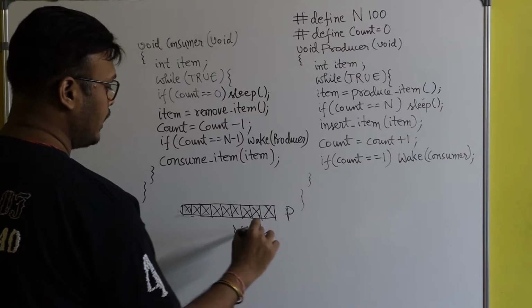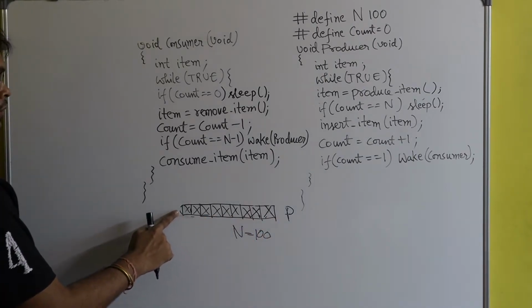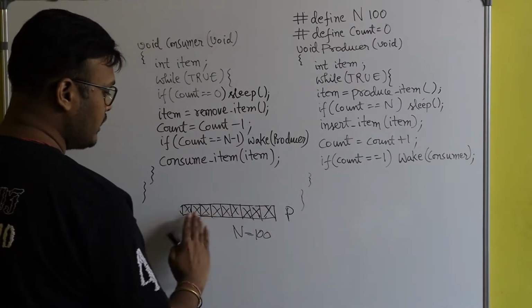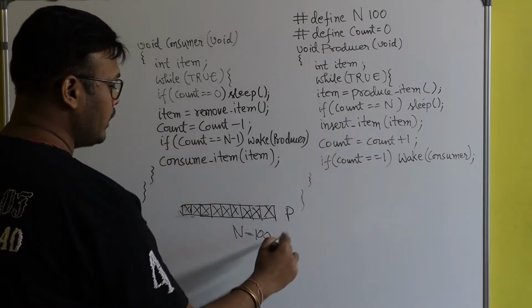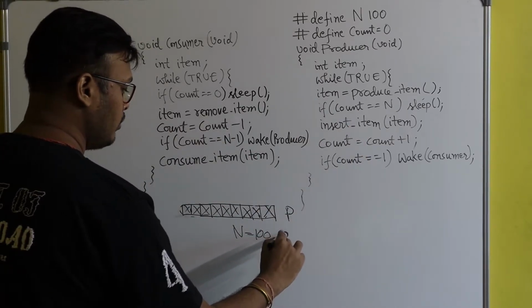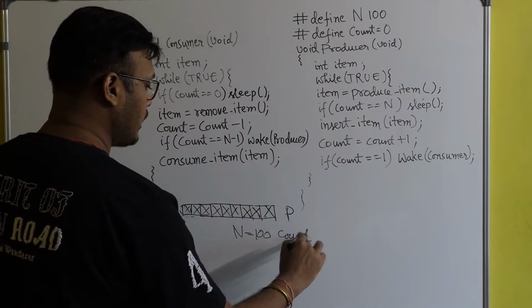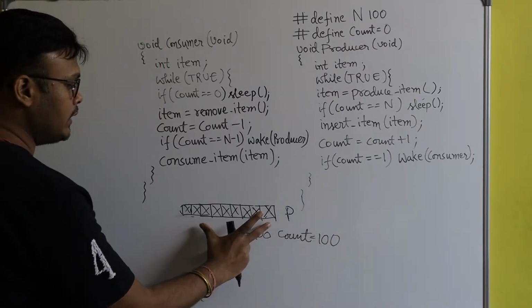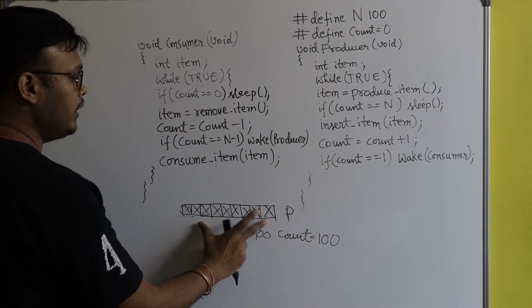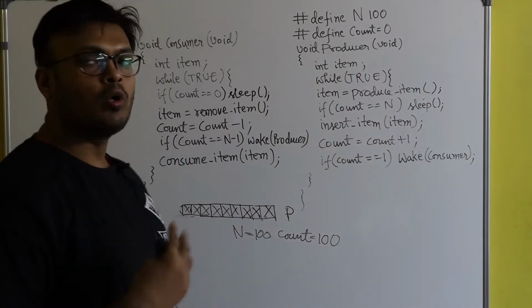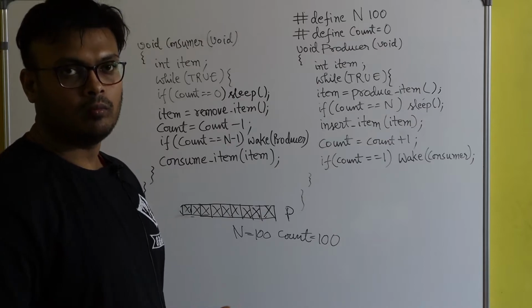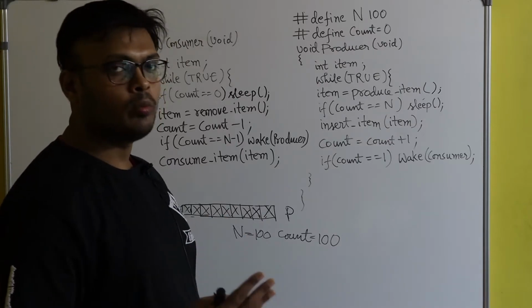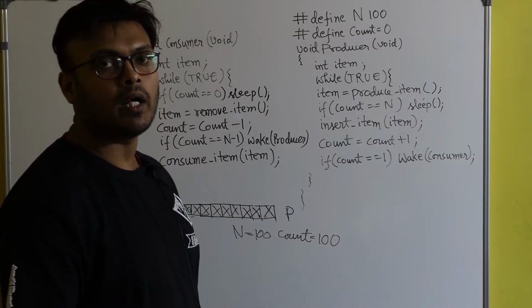Since the buffer is full, count is also 100, because count keeps track of the number of items. Since the buffer is completely full, the producer can't produce any more items. Even if the producer wants to produce, where will it keep the item?